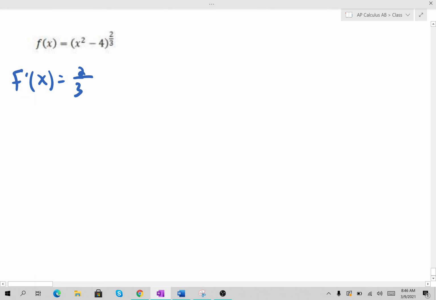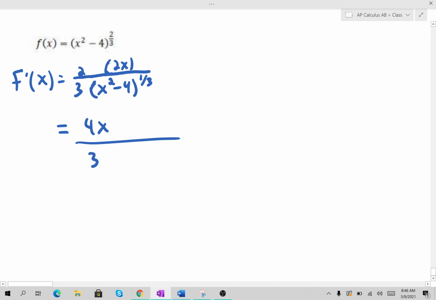It's 2/3, and then you're going to get to the negative 1/3. So just put that right down the bottom. That's going to be x squared minus 4 to the negative 1/3. That puts it down the bottom, so it's positive 1/3 times the derivative of the inside, which is 2x. So f prime is really 4x over 3 times x squared minus 4 to the 1/3.